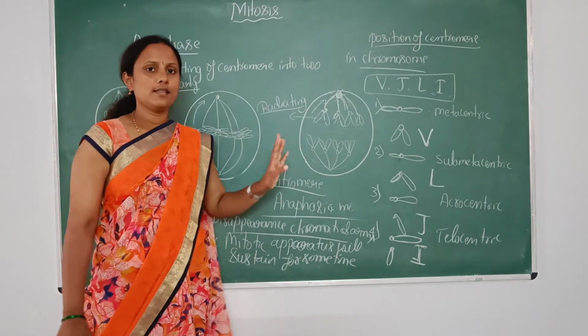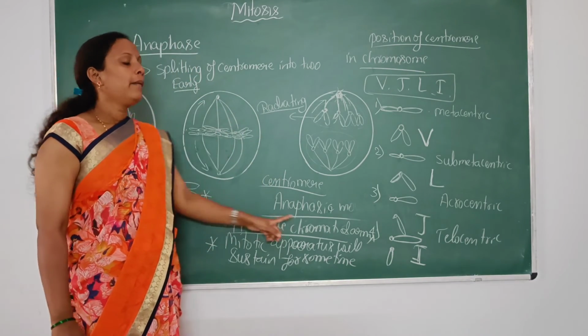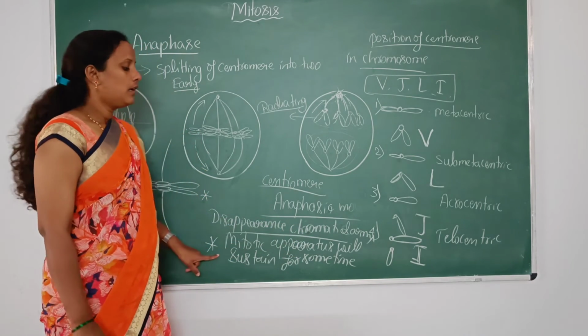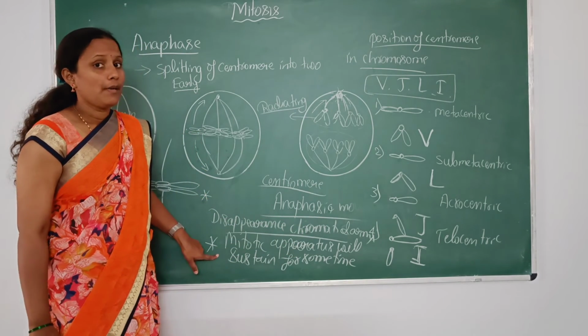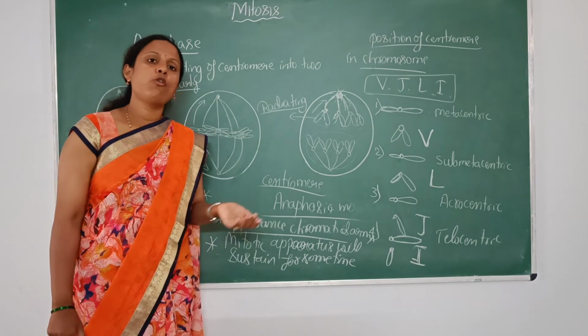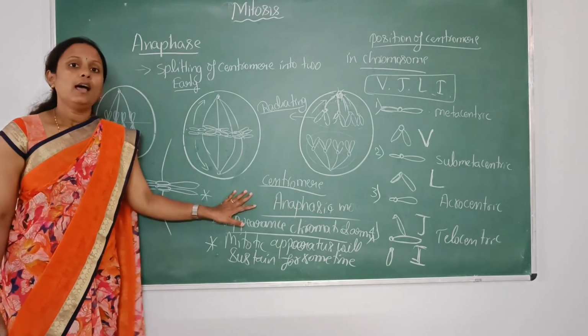All the things will get disintegrated, but by the end of anaphase, there will be a disintegration of chromosomes, but the mitotic apparatus will sustain for some time. After that, this will also get disintegrated. So these are the events during the anaphase.